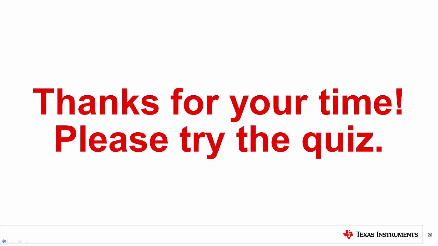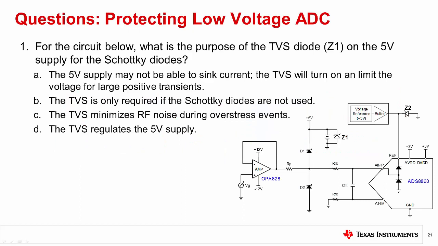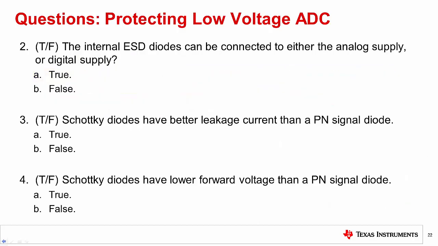Please try the quiz to check your understanding of this video's content. Question 1. For the circuit below, what is the purpose of the TVS diode on the 5-volt supply for the Schottky diodes? The correct answer is A. The 5-volt supply may not be able to sink the current. The TVS will turn on and limit the voltage for large positive transients. Generally, low dropout regulators, or LDOs, cannot sink current.